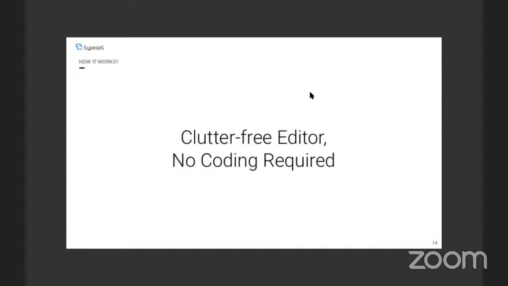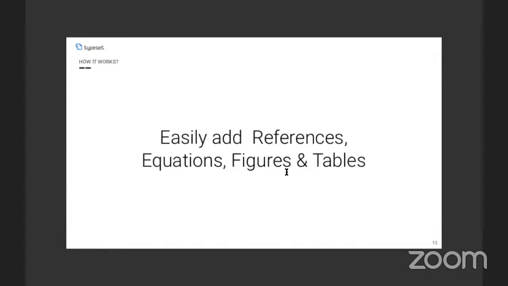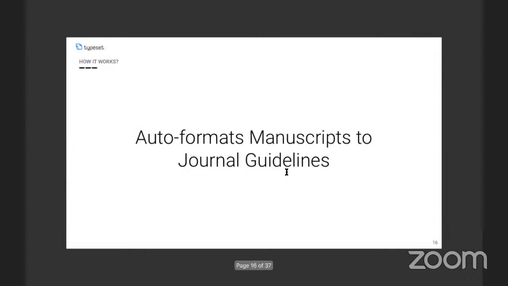Now, how does it work? Basically, it's a clutter-free editor. You do not need to know any sort of coding. Any person who has written a research article in MS Word can straight away use the platform. In using the software, you can easily add references, equations, figures, and tables. You do not need to know any extra programming or do any additional steps. It's a very simple process, like how you upload an image to a Facebook account or Instagram. It's just as easy as that.